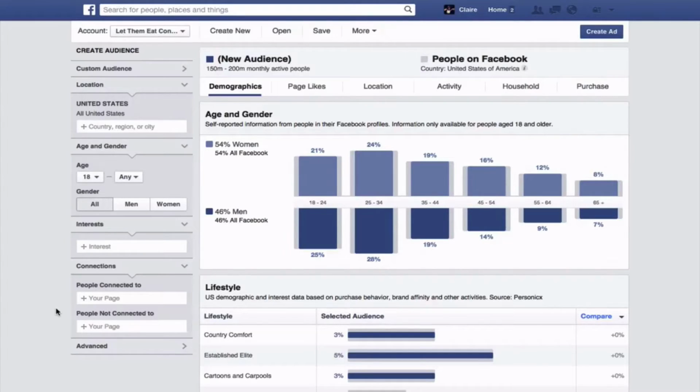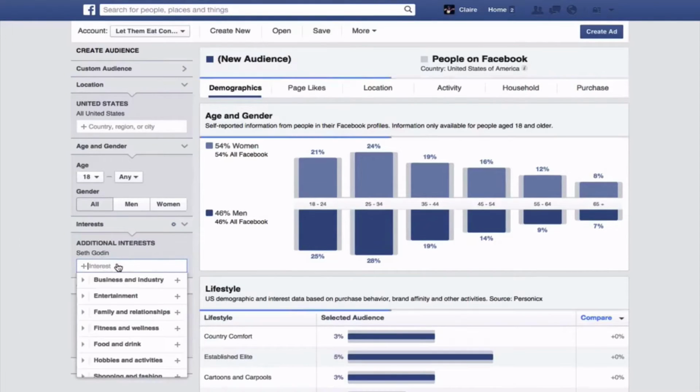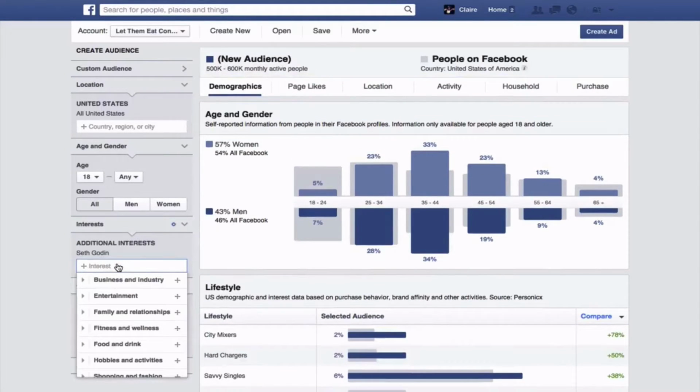What you're seeing here is just a lot of information about people on Facebook. I'm going to dive right into some interests so you can see how you can use one interest to find more for your ads. So I'm going to come over here and type in Seth Godin. There we go. Okay, so right now we're looking at all the people who like Seth Godin's page in the United States from the age of 18 and up, both genders.